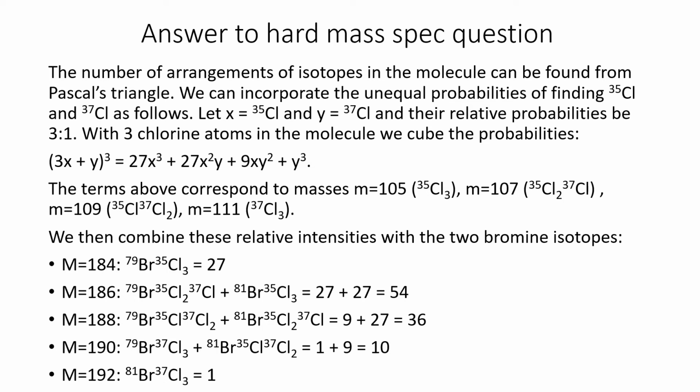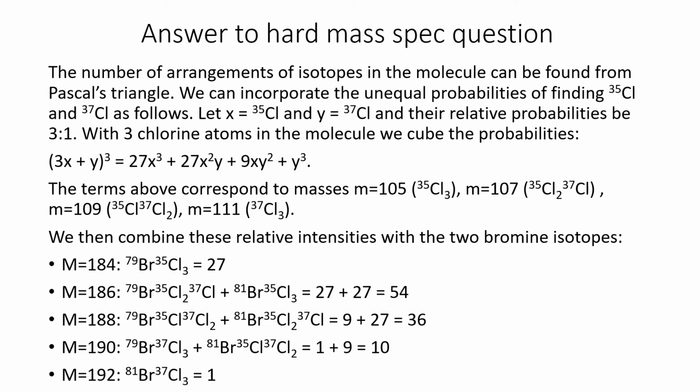Remember that when we looked at the relative probabilities for the chlorine atoms, they added up to 64. So if we multiply that by 2, adding together the two different bromine probabilities, that doubles it up to 128. And you can see here that if we add up all these numbers, 27, 54, 36, 10 and 1, that gives us the 128 from adding together all the probabilities.